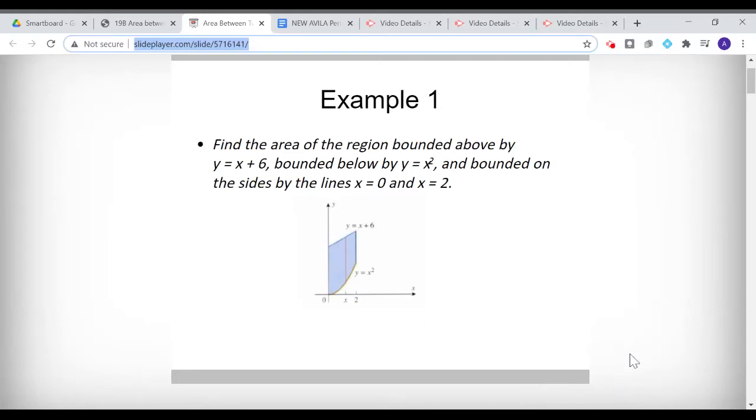Hello everyone, we're going to continue our lesson on section 19b about the area between two curves, and we're going to continue going through this introductory slideshow.